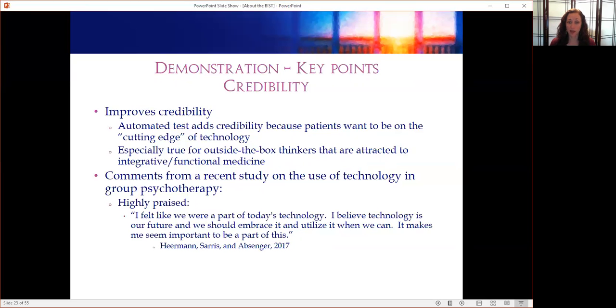For example, I recently completed a study on the use of technology for group psychotherapy, and it was highly praised by the patients, specifically the technology. One of the comments that we got was, "I felt we're part of today's technology. I believe technology is our future. We should embrace it and utilize it when we can. It makes me seem important to be a part of this." So patients actually take it as a personal compliment that you've chosen to use these high-tech tools to help figure out what's wrong with them and how you can help them to feel better.